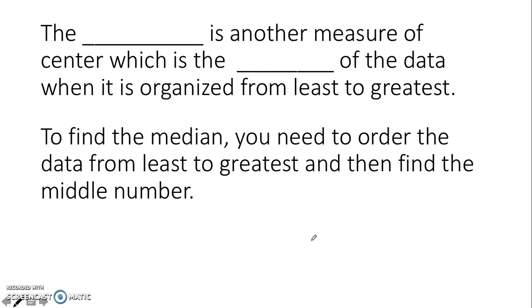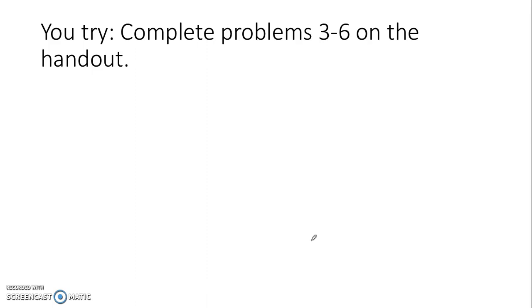Alright, so another thing that we're going to talk about is the median. A median is another measure of the center, which is the middle of the data when it's organized from least to greatest. So in order to find the median, you need to order the data from least to greatest and then find the middle number. We've done this before, so I would like you to try to find the mean and median of problems 3 through 6 on your handout, and we'll go over this together when you come back to class.